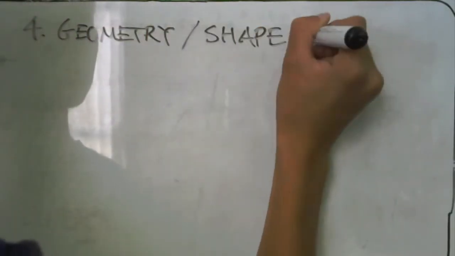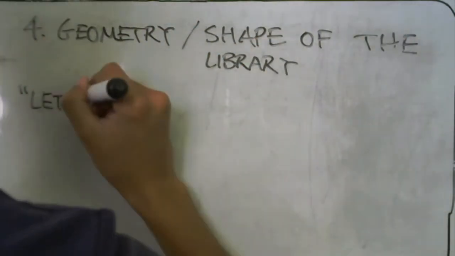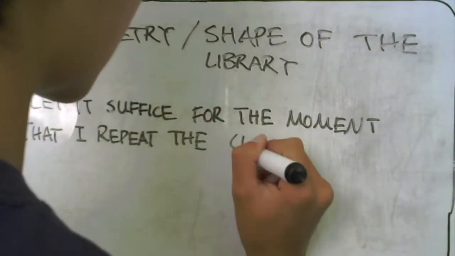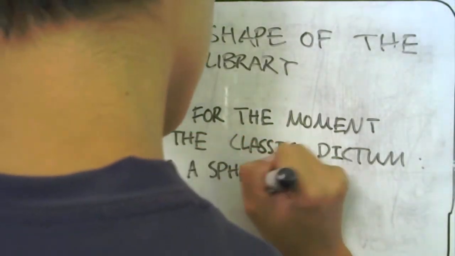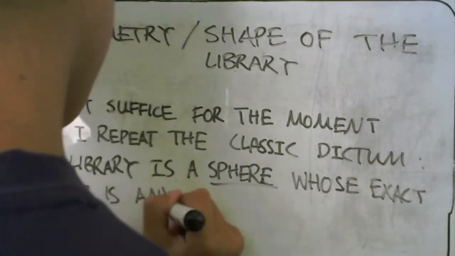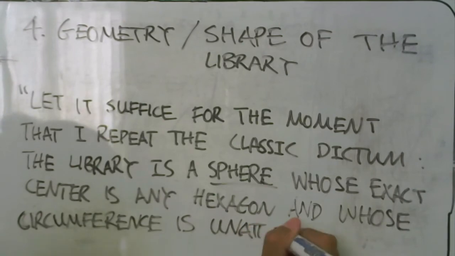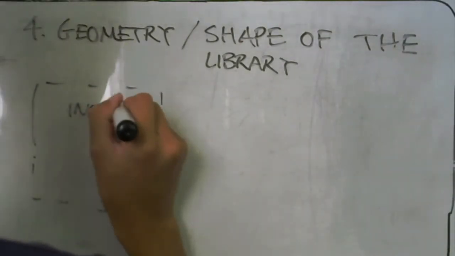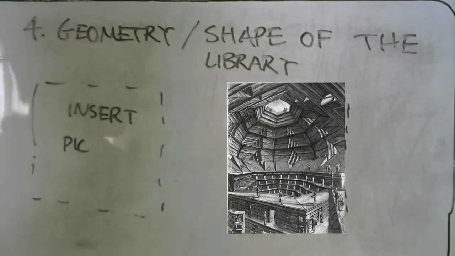Finally, I want to talk about the geometry or shape of the library. So in Borges' original short story, he does have a description of what the library should look like. Let it suffice for the moment that I repeat the classic dictum. The library is a sphere whose exact center is any hexagon, and whose circumference is unattainable. And there are also many more pages of descriptions, but I want to focus on this. Every hexagon in the library is a center, and the library has no circumference.